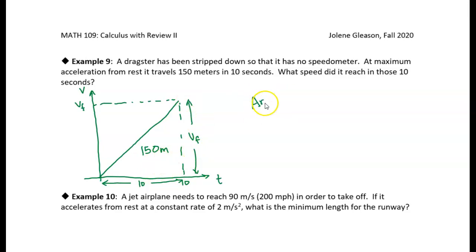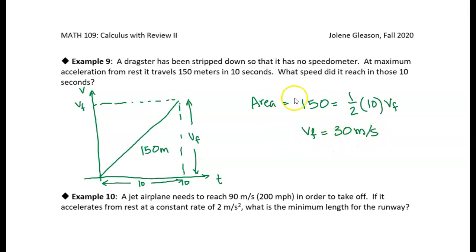So we can say that the area, which is our distance, is 150, and that has to be equal to 1/2 base times height. In this case, our base is 10 seconds, and our height is the velocity that we're trying to find, our final velocity. So all we really need to do is solve this for the final velocity. 1/2 of 10 is 5, so just divide both sides by 5, and you find that the final velocity has to be 30 meters per second.